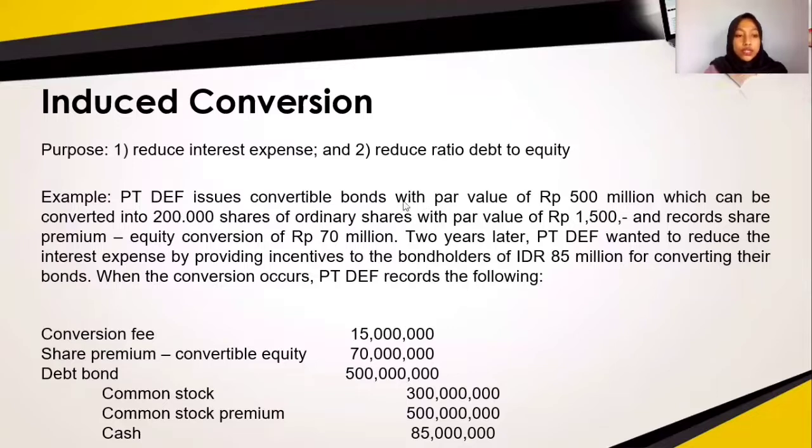In debit, conversion fee is 15 million. In debit, share premium convertible equity is 70 million. And in debit, debt bond is 500 million. And in credit, common stock is 300 million. And in credit, common stock premium is 500 million and cash is 85 million.